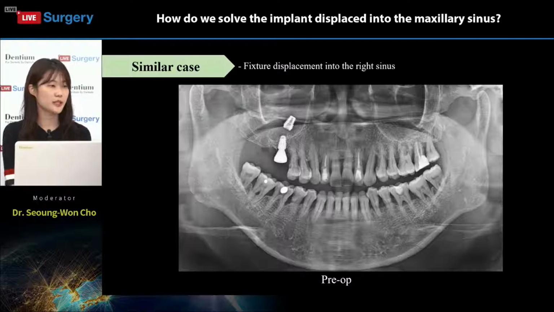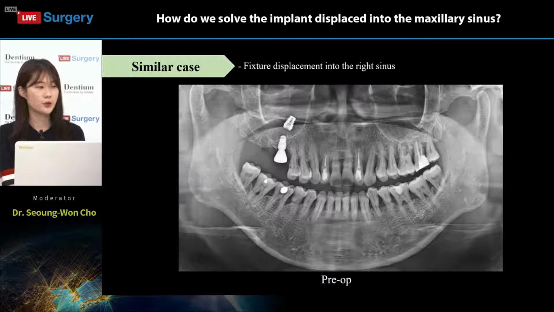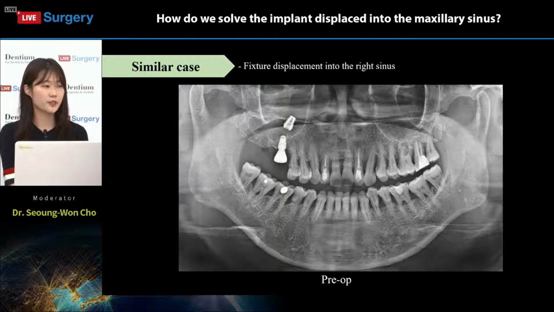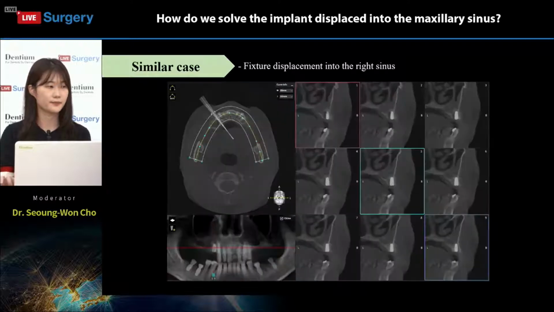We will be introducing a similar case to show a different approach. The fixture was also displaced into the right maxillary sinus. But here we have removed the fixture and performed sinus augmentation on the same day. These are the tomographic images.